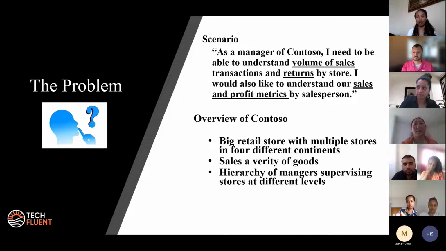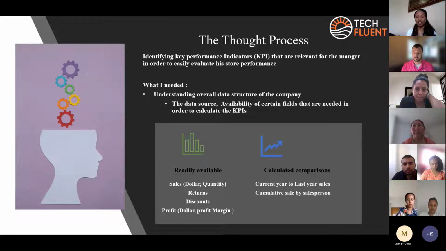Just to give you an overview, Contoso is a big retail company with multiple stores in different continents. It sells a variety of goods and has a hierarchy of managers supervising stores at different levels. To solve the manager's need for finding ways to see his store and employees' performance, I tried to identify which key performance indicators are relevant for the manager in order to easily evaluate the store and the employees.